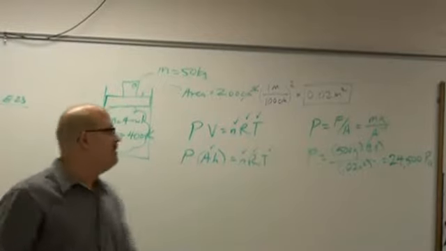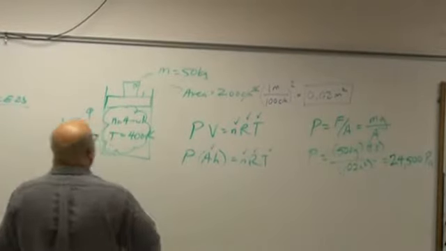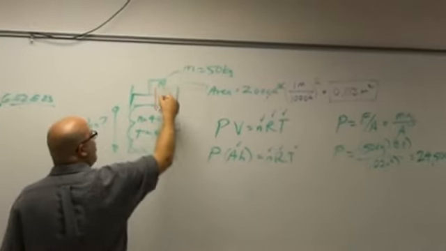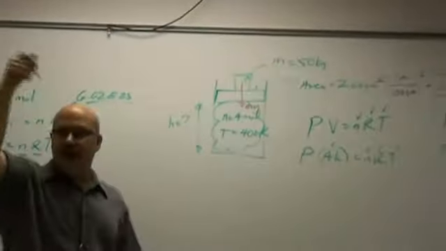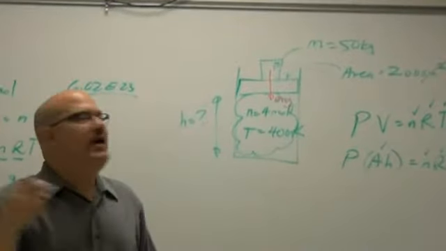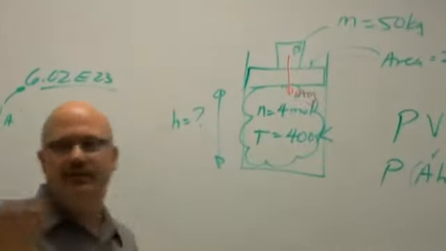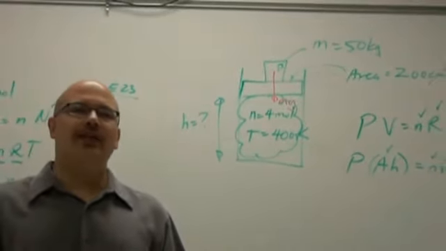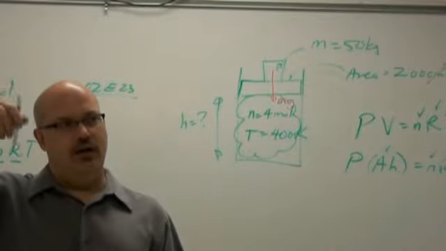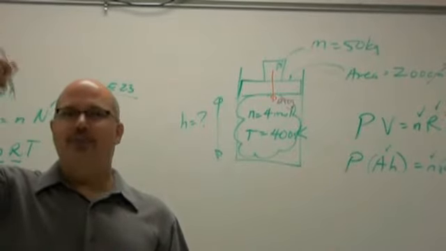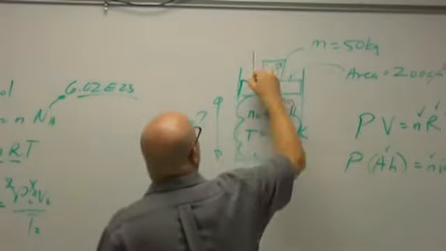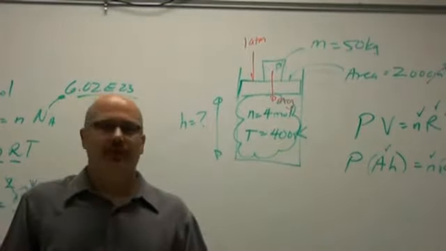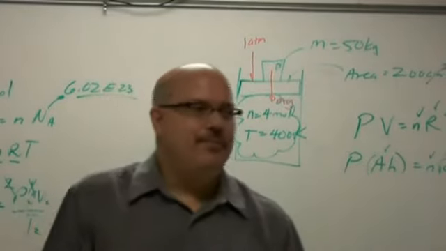Okay, here's what we've missed. Does everybody see that we've got mg, or the weight, pushing down on this? Now, we have assumed that this piston is massless. I didn't give you the mass of it, so we'll assume it's massless. But is there anything else pushing down on it? Yeah, pressure from the atmosphere. Okay. Well, assuming we're on Earth, right?